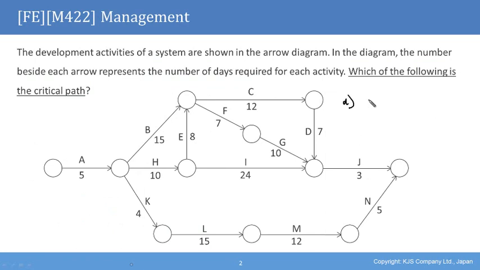Option A was the path A, B, C, D, J. If we start with process A, we have 5. Then we go to process B, which gives 15. So 5 plus 15 is 20 at this point. Then going to C, that's 20 plus 12, which is 32, plus the 7, which is 39, and then plus the J, which gives you 42.